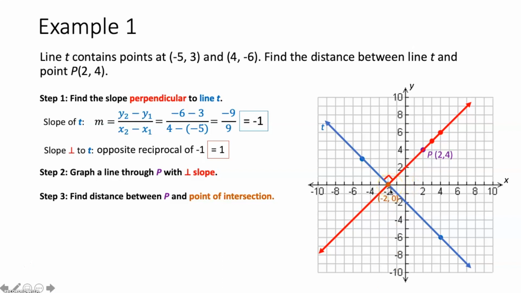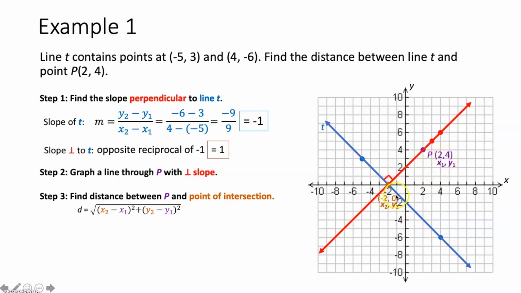So I now can find the distance between these 2 points by using the distance formula. When using the distance formula, we need an x sub 1, y sub 1, and an x sub 2, y sub 2. Those have to be our point and the intersection point. It doesn't matter which one you make x sub 1, y sub 1, and which one you make x sub 2, y sub 2, but those are our 2 points that we're finding the distance between. So we'll make our point P x sub 1, y sub 1, and our intersection point, -2, 0, x sub 2, y sub 2.